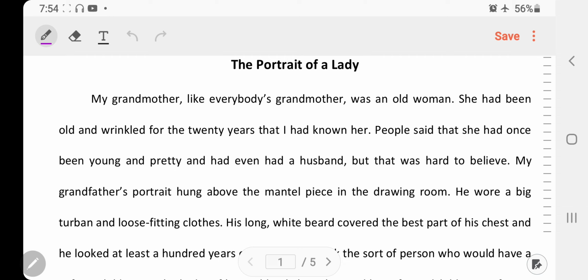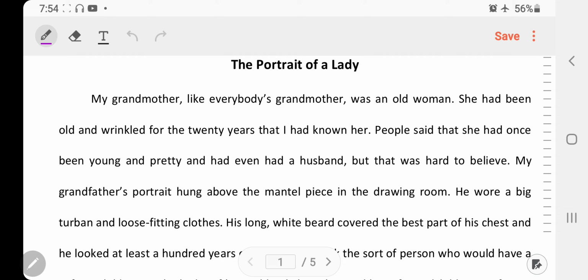Khushwant Singh is a great literary person and he has written many novels also. If you want to find out something more about him, you can always go to Google and find out much information about him. In this lesson, The Portrait of a Lady, he has given a vivid description of his grandmother.